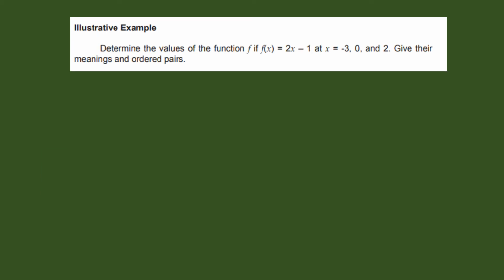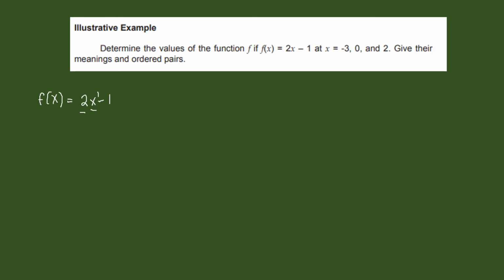For this next illustrative example, we will be asked to determine the values of the function f if f of x is equal to 2x minus 1 at x is equal to negative 3, 0, and 2. We have to give their meanings and the ordered pairs. So I will write here again the function, f of x is equal to 2x minus 1. If you observe, this is a linear function because the highest exponent of x is 1, and also m is not equal to 0.